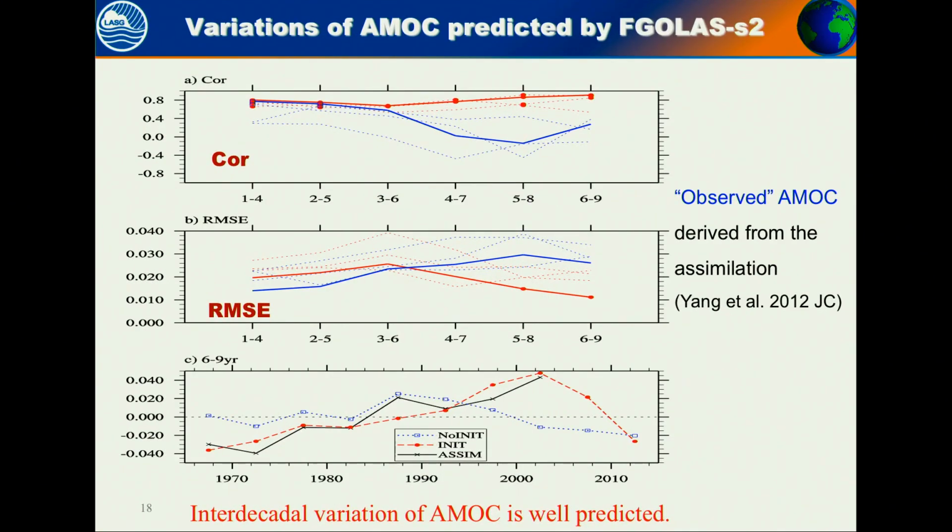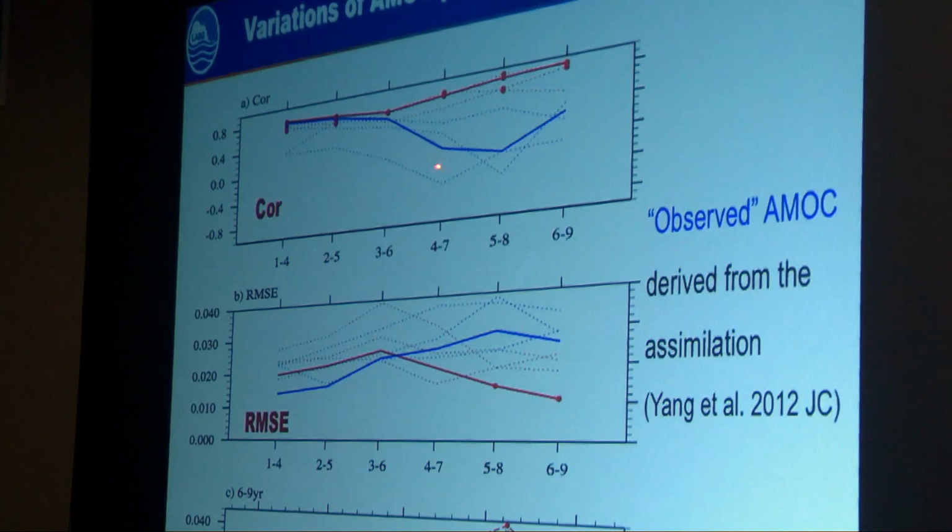How about the AMOC? Here, please note, as I noted before, because we do not have an observed AMOC time series, we follow the method by Xiaosong Yang from GFDL. We use the AMOC derived from the data assimilation as the so-called observation. And here are the correlations between the hindcast and the so-called observation at different forecast times. You can find the red line in comparison to the non-initialized hindcast. The initialized hindcast does show better results.